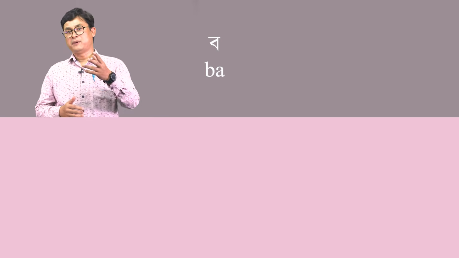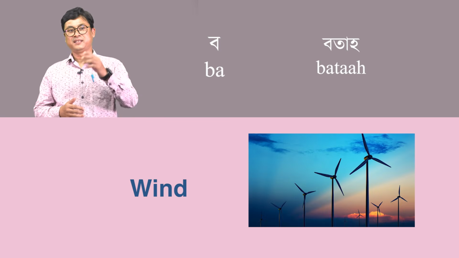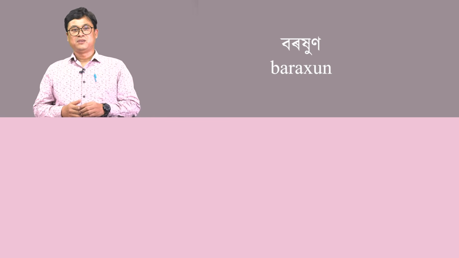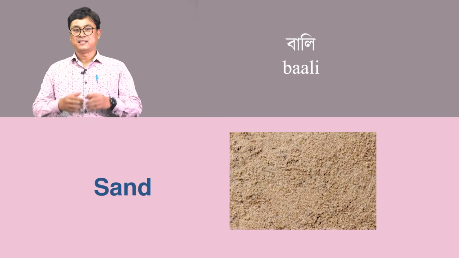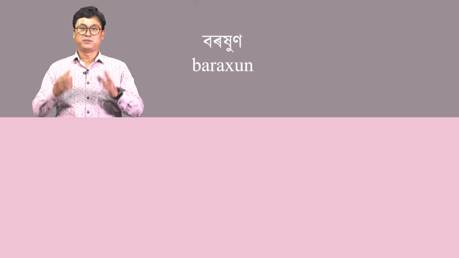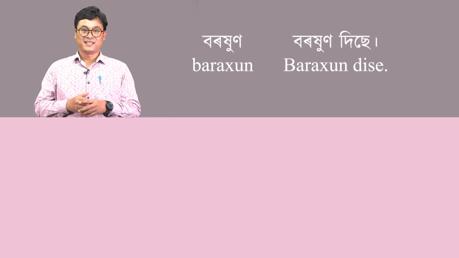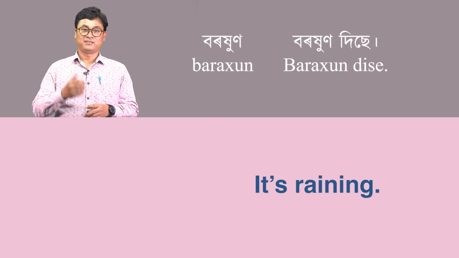Bo. Bo for botah means wind. Borokhun, which means rain, and bali, that means sand. Let's make one sentence using the word borokhun. Borokhun dise, which means it's raining.